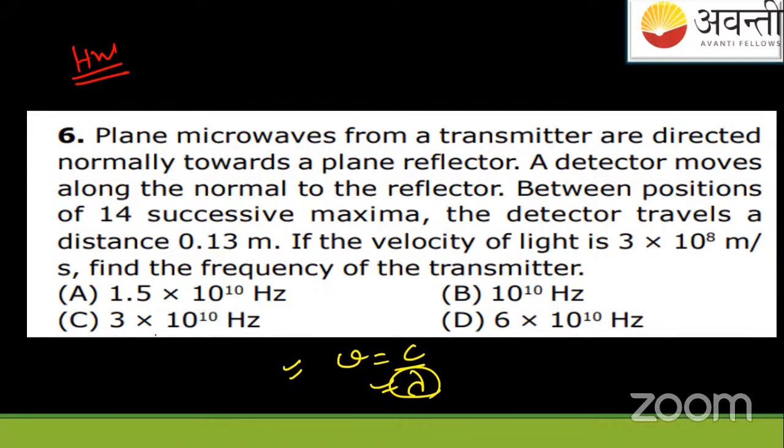So are you having any doubt? You can ask in the chat box now. If you're facing any doubt, you can ask in the chat box. If not, then we can end the class. Is it fine? Any doubt, you can ask. Suppose not from wave optics, any other question, if you have solved it and if you're facing any doubt, you can ask now. Any one of you, if you're facing any doubt, please ask.